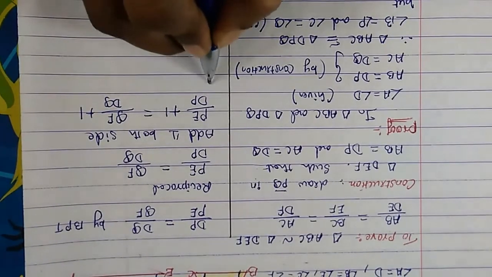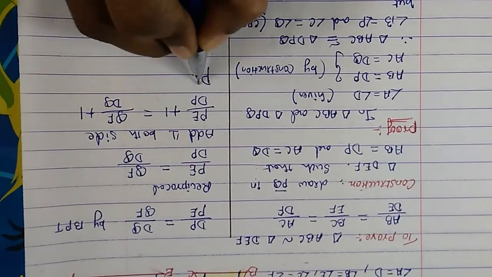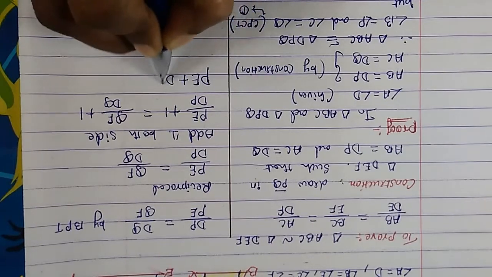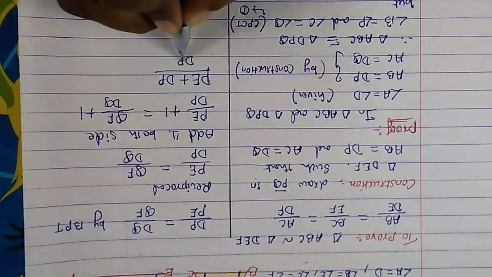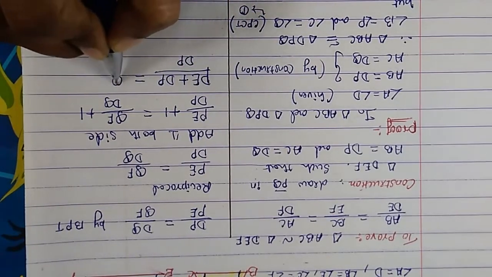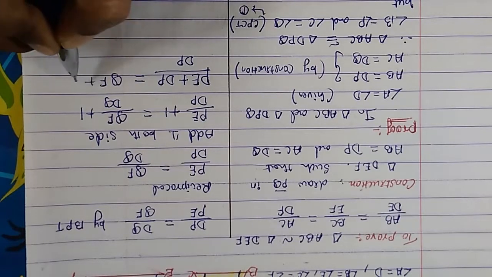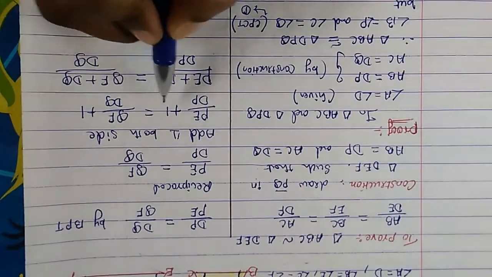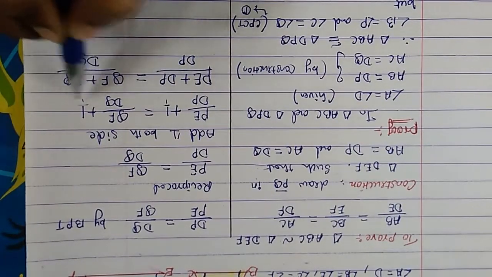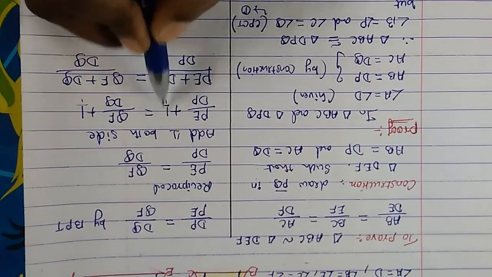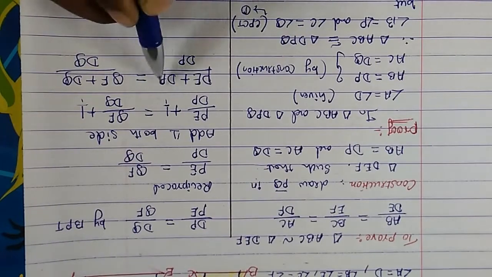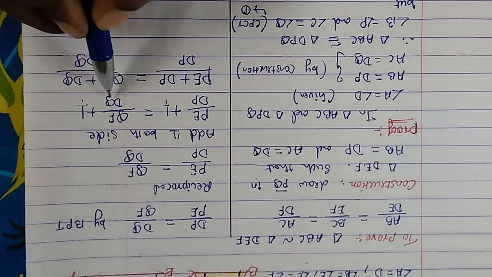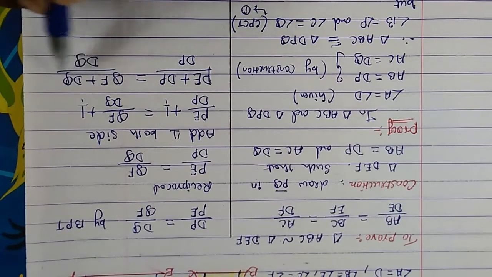So when we take LCM, we will get PE plus dP upon dP. Here we will get QF plus dQ upon dQ. Because here 1 is there, here 1, if we take both sides with the denominator, you will multiply both sides with the denominator. That's why we get this.